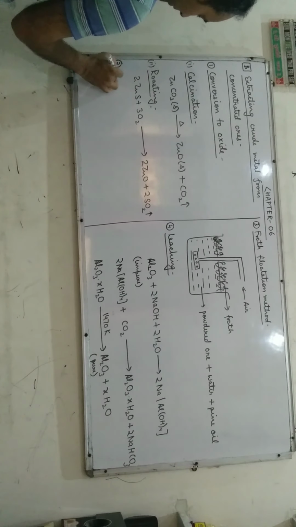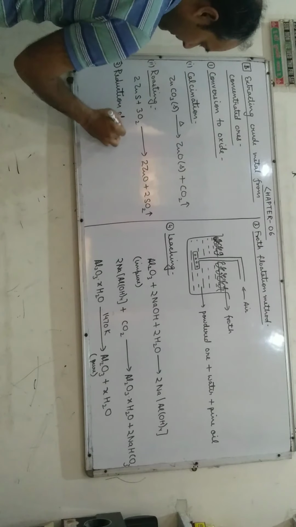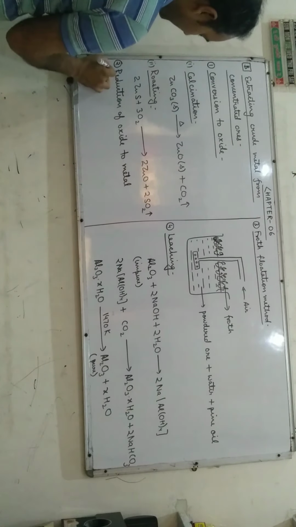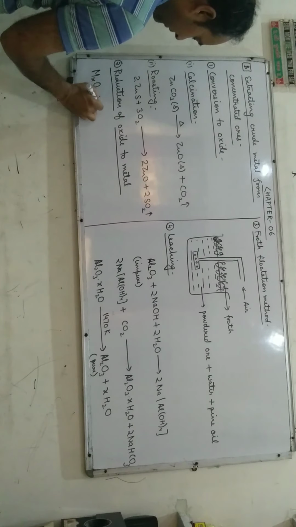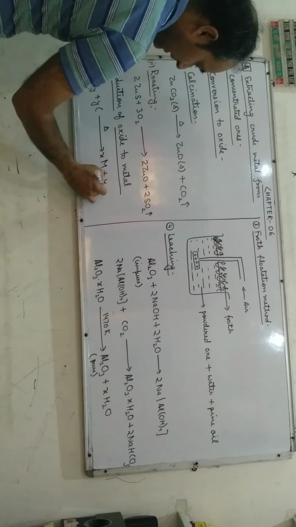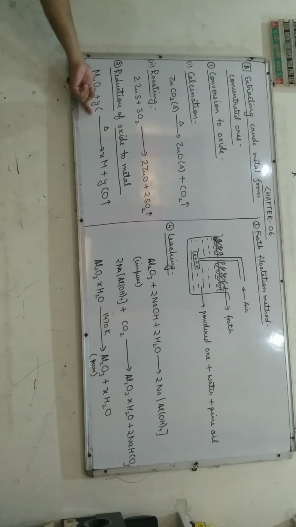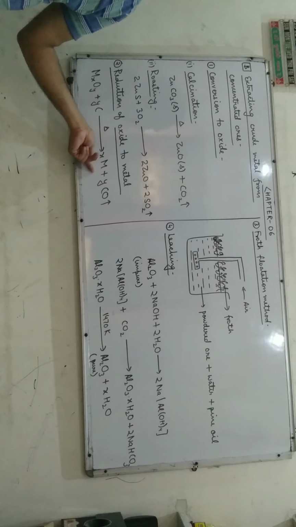The second process of this step is reduction of oxide to metal. In this method, metal oxide is heated with a suitable reducing agent to give metal. Generally, carbon or carbon monoxide or another metal may be employed for this purpose.